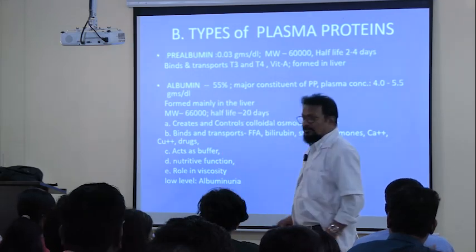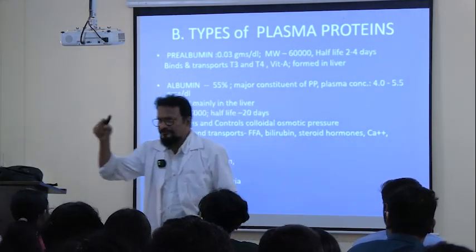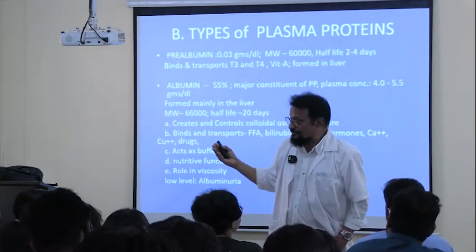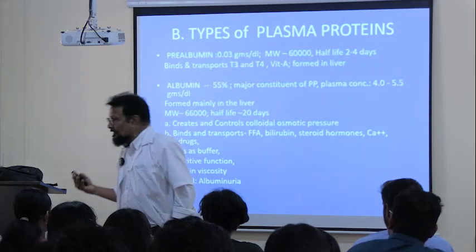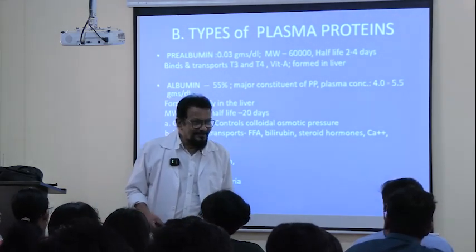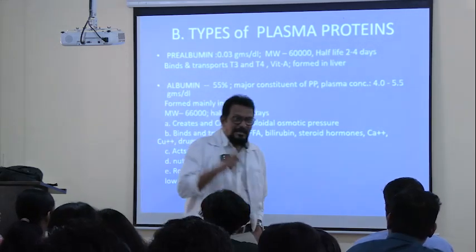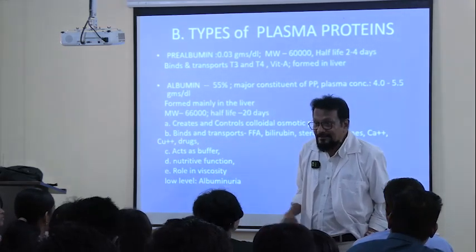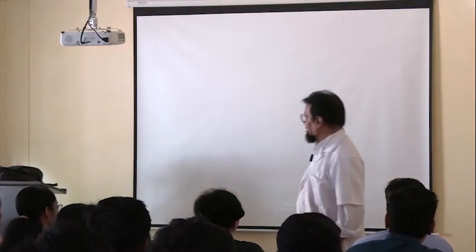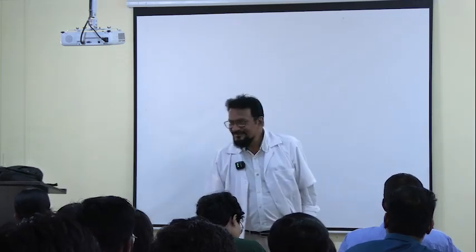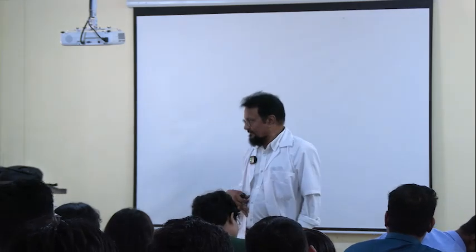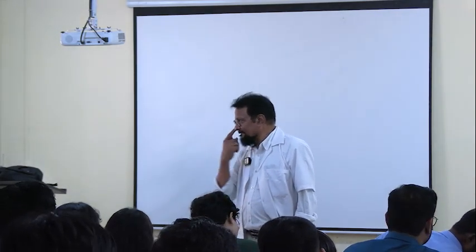Steroid hormones. Can you name the steroid hormones? Testosterone, estrogen, progesterone, glucocorticoids, mineralocorticoids, sex corticoids. These are all steroid hormones. These steroid hormones cannot be transported freely; they are carried by proteins. Good.